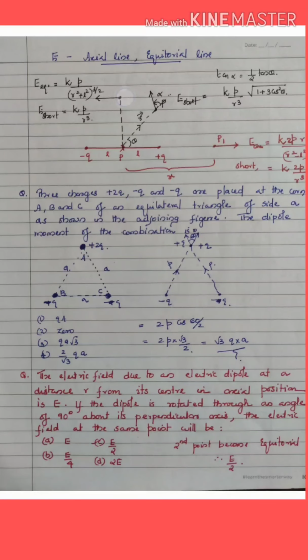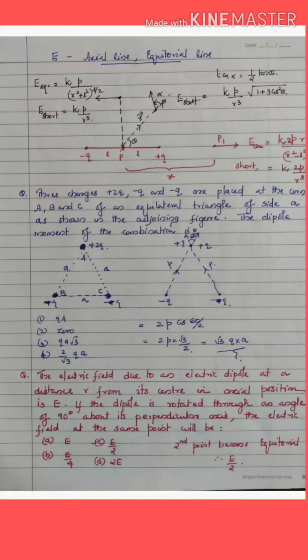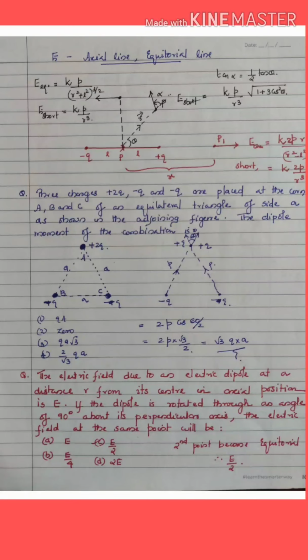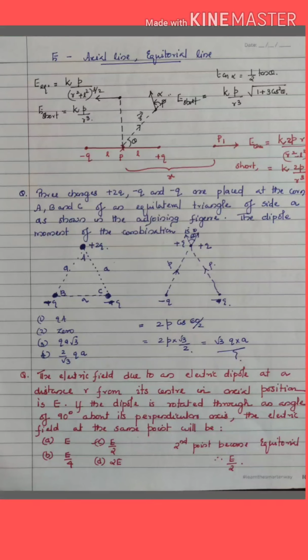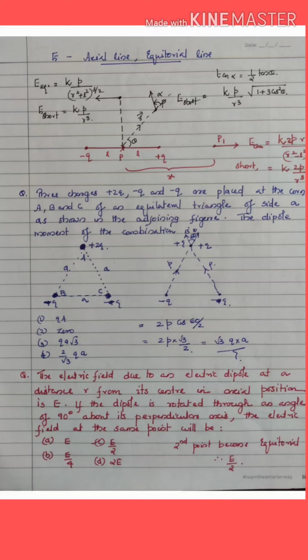But for an equatorial point, keep in mind its contribution makes an angle of 180 degrees with respect to the dipole moment, and its value is 1 by 4 pi epsilon 0 times p by (r square plus l square) the whole raised to 3 by 2. For a short dipole, we can say again it becomes half the value of the axial contribution, as k into p by r cube.